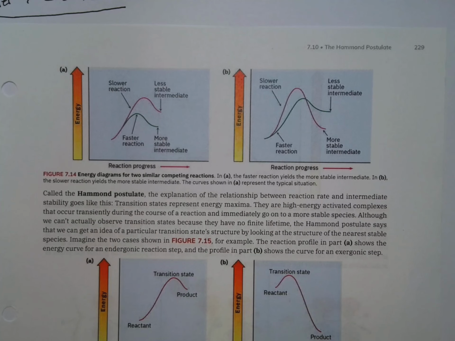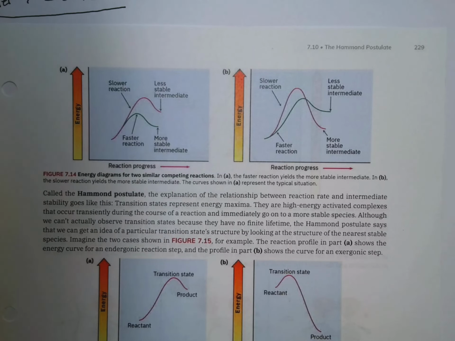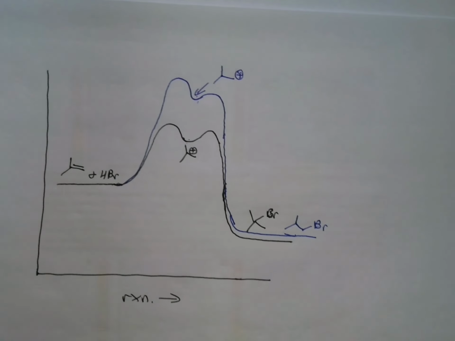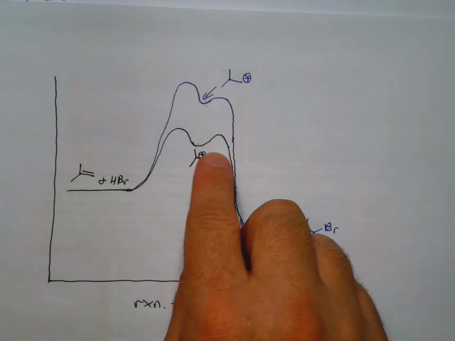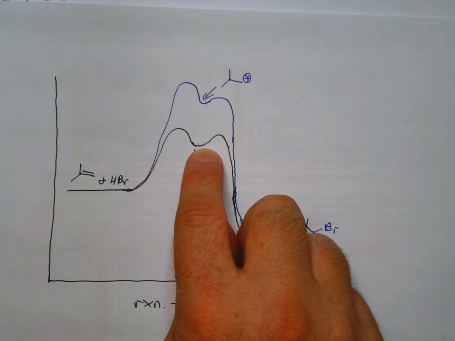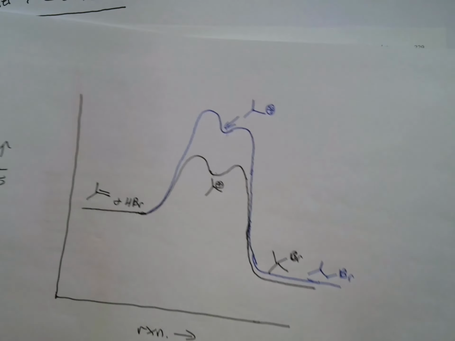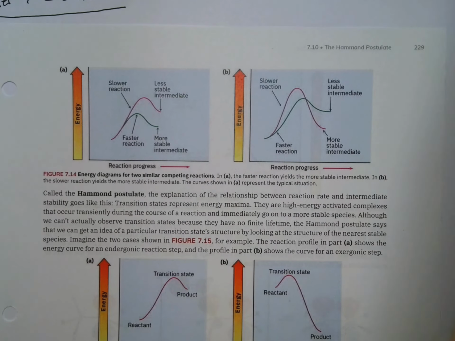I drew a full one. Actually, I have it right here. Hold on. This guy here. Remember I drew this, and I said that with the more stable intermediate, we get the faster reaction, and that's the product we get. Well, that is essentially the Hammond postulate.